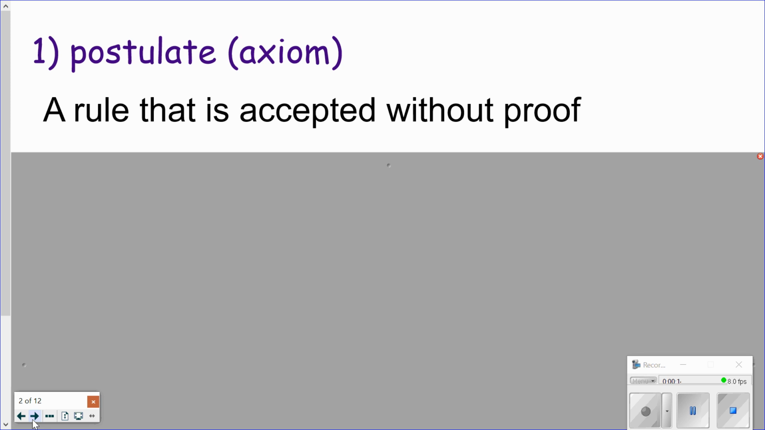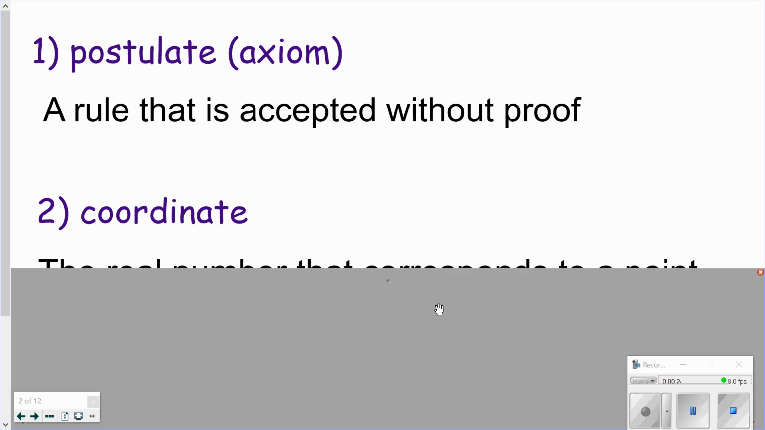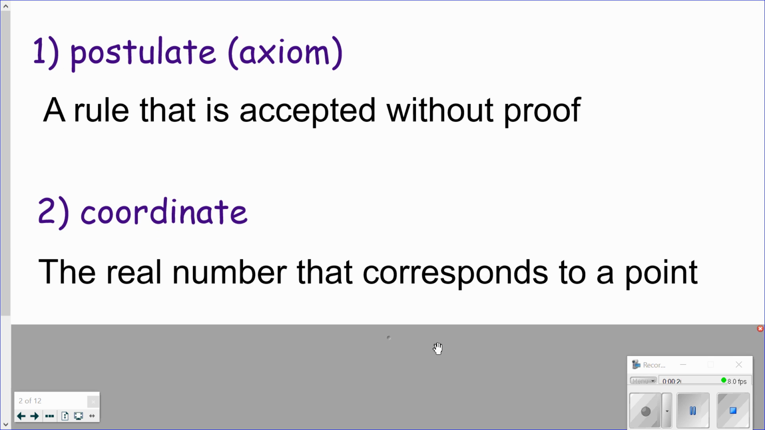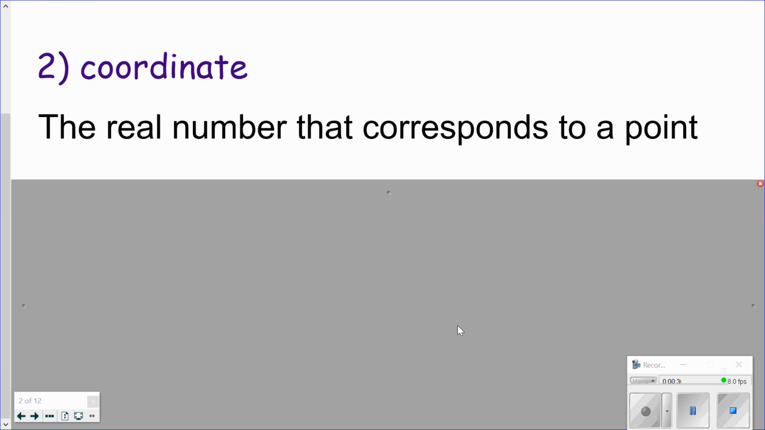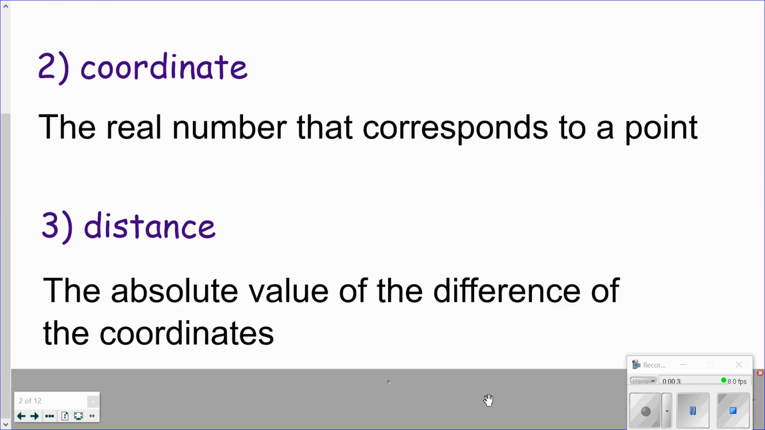The first term is postulate or axiom, and a postulate is a rule that is accepted without proof. The next term is coordinate, and a coordinate is the real number that corresponds to a point. And our last term is distance. Distance is the absolute value of the difference of the coordinates.